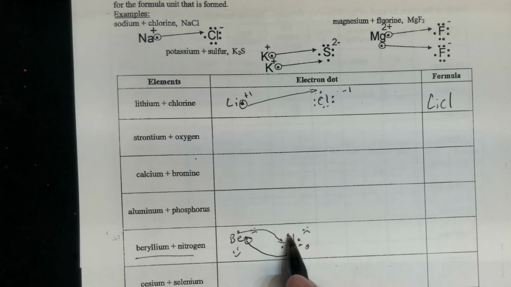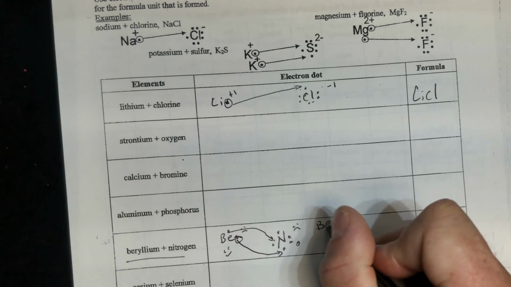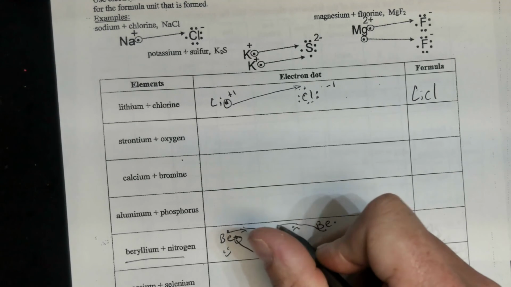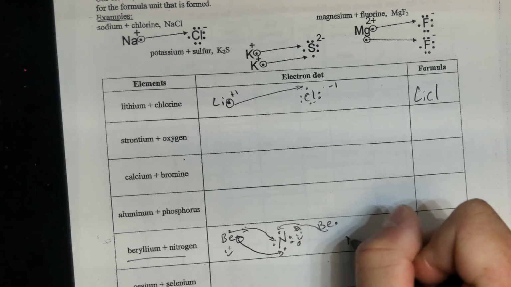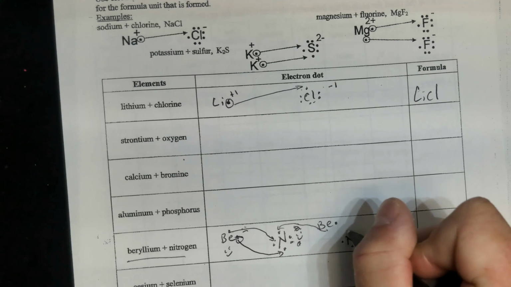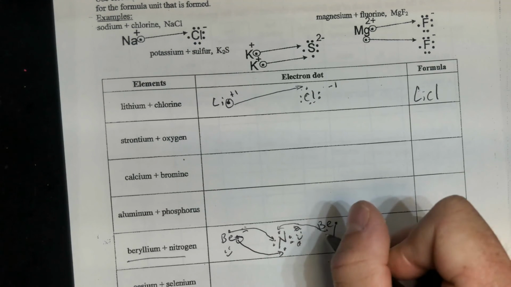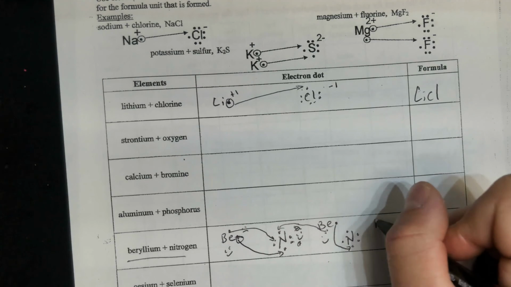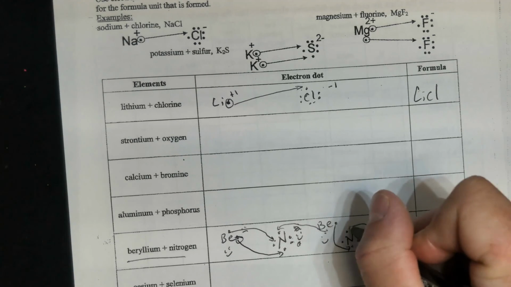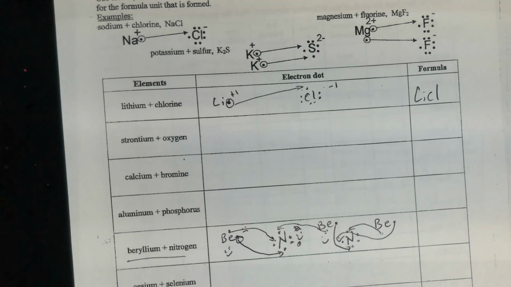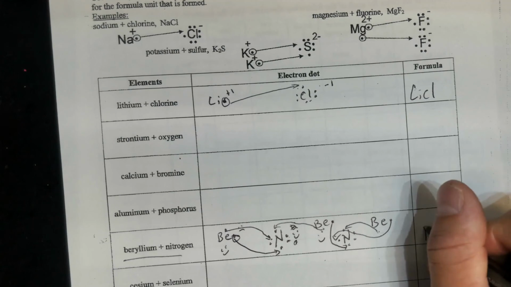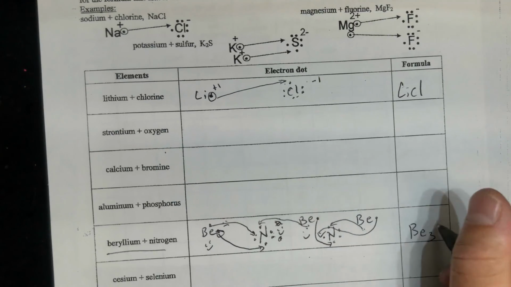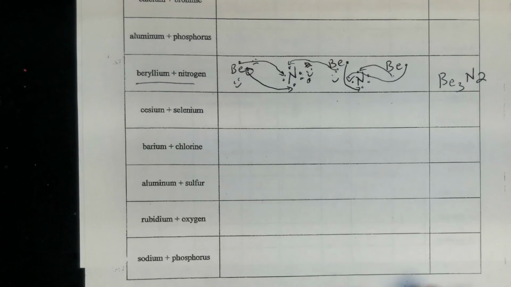This nitrogen still needs 1, so that means that we have to add another beryllium. It's going to go there. So now this nitrogen becomes happy, but this beryllium is sad, so then we have to add another nitrogen with 5 more dots. Okay, now this beryllium's happy, still sad, but if we had 1 more beryllium, this nitrogen can absorb both of those. So our formula would simply be Be3N2.